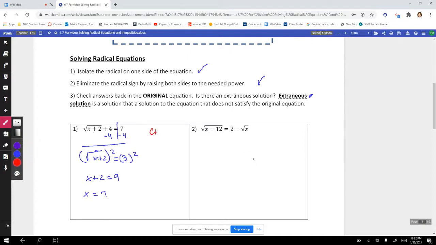Now, I'm going to check it by substituting it back into the original. So I have the square root of 7 plus 2, plus 4 is equal to 7. So we know the square root of 9 is 3, plus 4 is equal to 7. So that's true. So x equals 7 is my final answer.